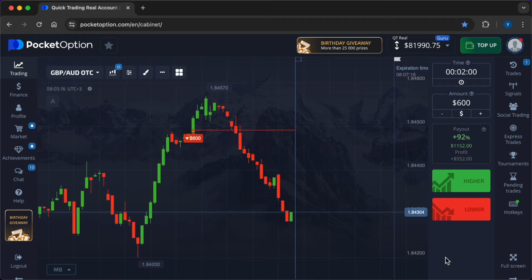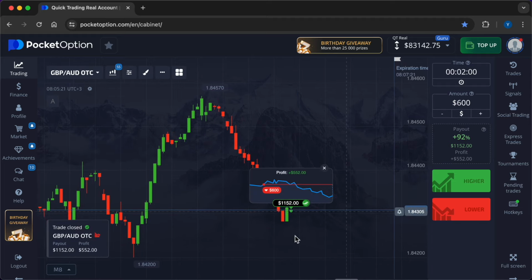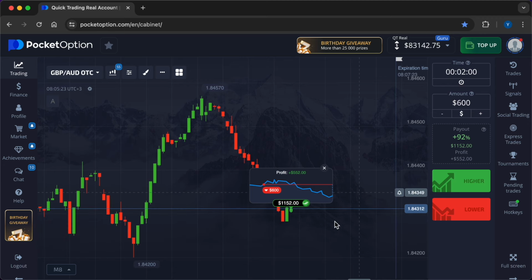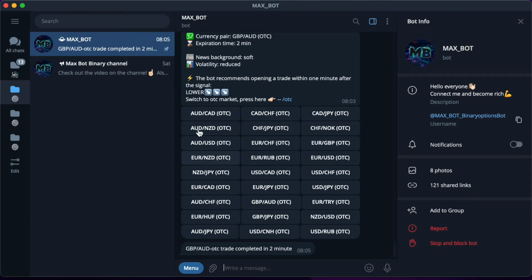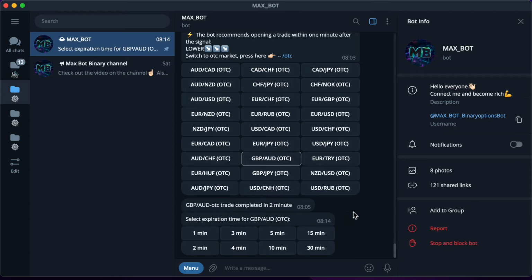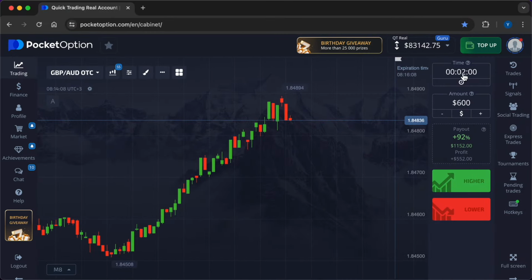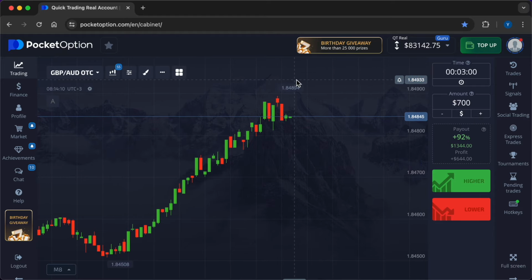Meanwhile, the chart is trending locally lower well below the entry point. This means that the robot's signal was accurate. $552 came to the real account. Now I will enter a new trade for $800 and change the expiry time to 3 minutes for a change.